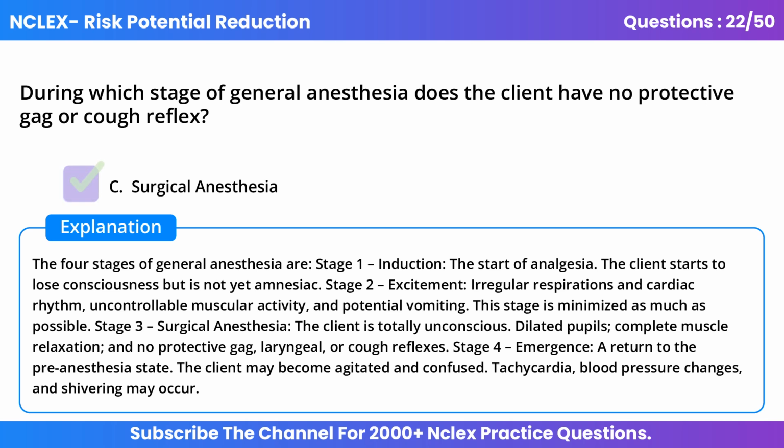Stage 3, surgical anesthesia. The client is totally unconscious. Dilated pupils, complete muscle relaxation, and no protective gag, laryngeal, or cough reflexes. Stage 4, emergence, a return to the pre-anesthesia state. The client may become agitated and confused. Tachycardia, blood pressure changes, and shivering may occur.